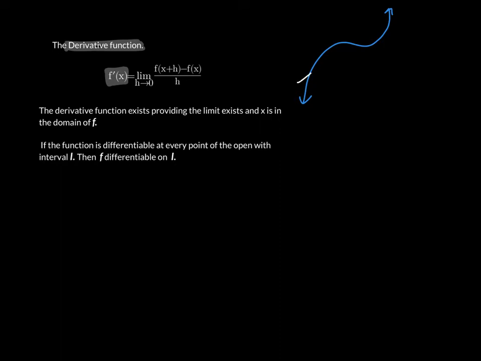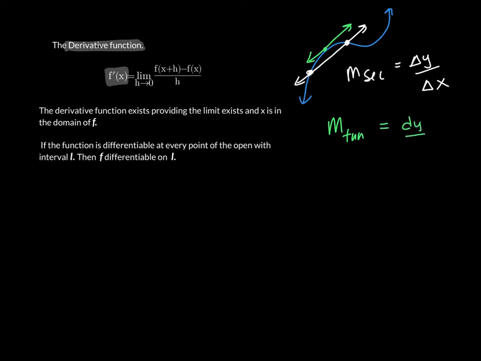So the slope of the secant line is the rate of change between those 2 points. You just get it from the change of y over the change of x. Now, moving forward, if we're going to talk about the slope of the tangent line or the instantaneous velocity, we're going to change that notation, and it's going to become dy dx.